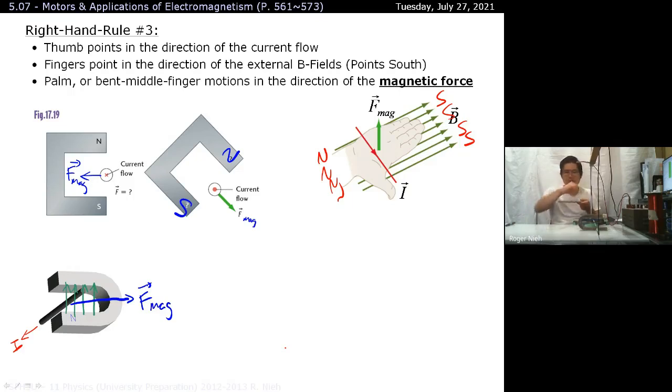Or I can tell you the direction of the B fields and just tell me if it's an X or a dot for the direction of the current. That's right-hand rule number 1. Right-hand rule number 2 is with regards to any sort of solenoid. So you take a straight piece of wire and you coil it up.